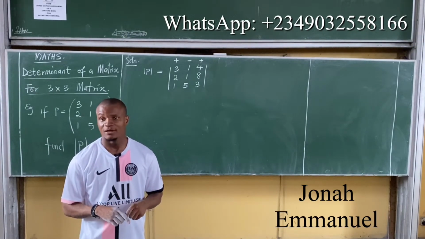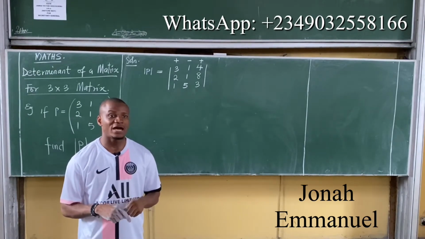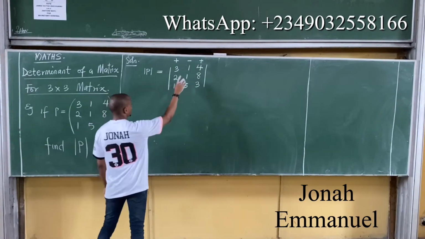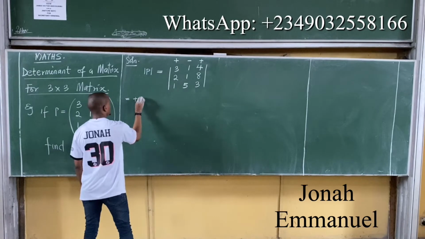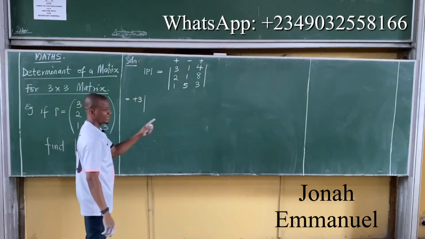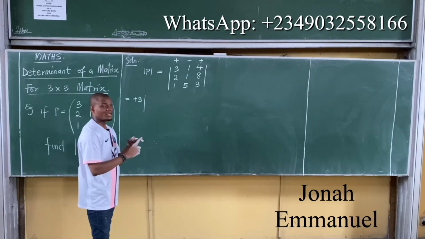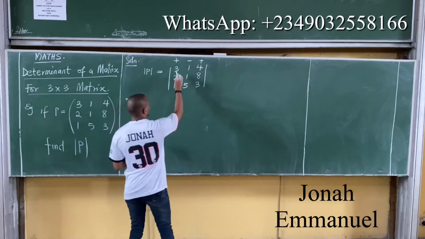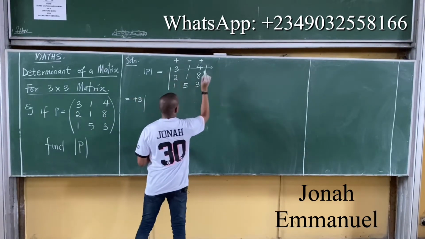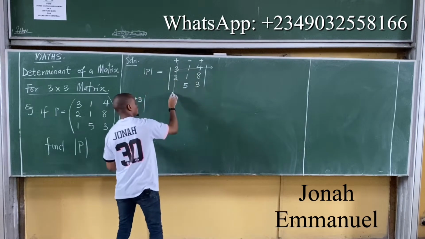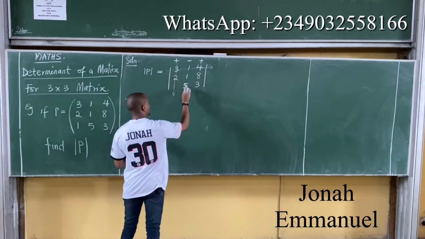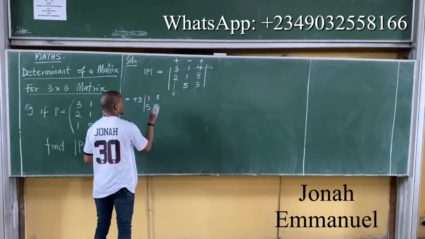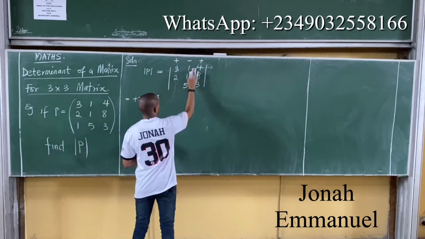After that, what next? Break it down to a 2 by 2 matrix. How do you do that? Look up. This is now equal to plus 3, and get your 2 by 2 matrix here. For 3, cancel the row of 3 and cancel the column of 3. What is left is 1, 8, 5, 3. That becomes 1, 8, 5, 3. I'm done with this.